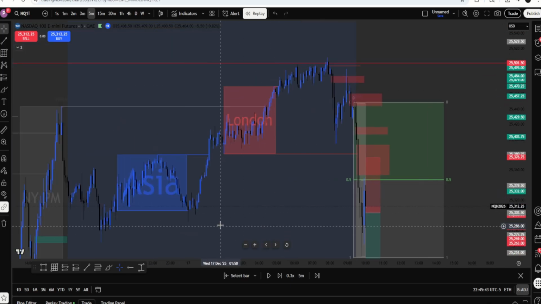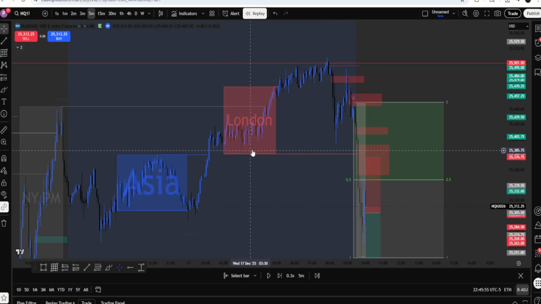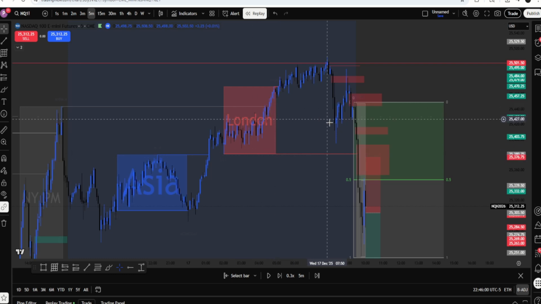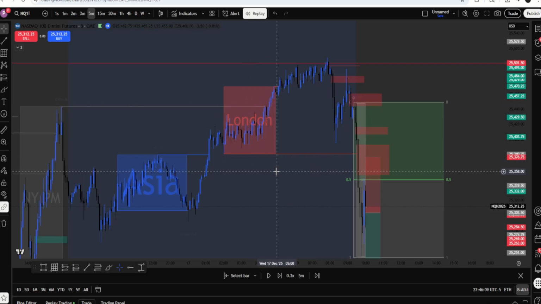If you have a London manipulation and then continuation, you're going to have a New York reversal. If you have a London continuation, you're going to have a New York continuation. New York is going to manipulate and then continue. So if London were to consolidate and come down, you would have New York come up. I think it will go down a bit and then go back and then go up. So it would do the opposite of this.